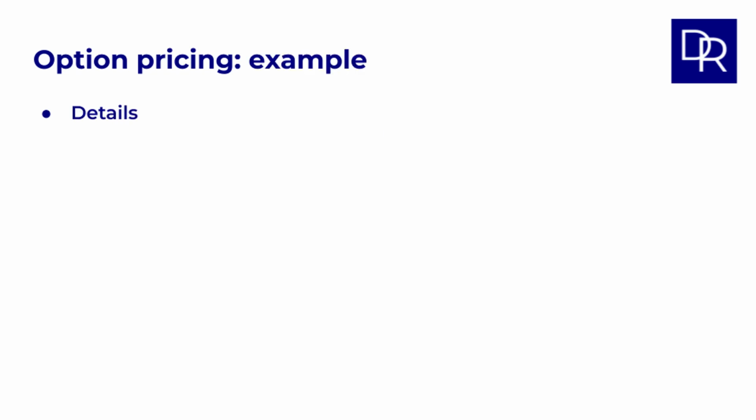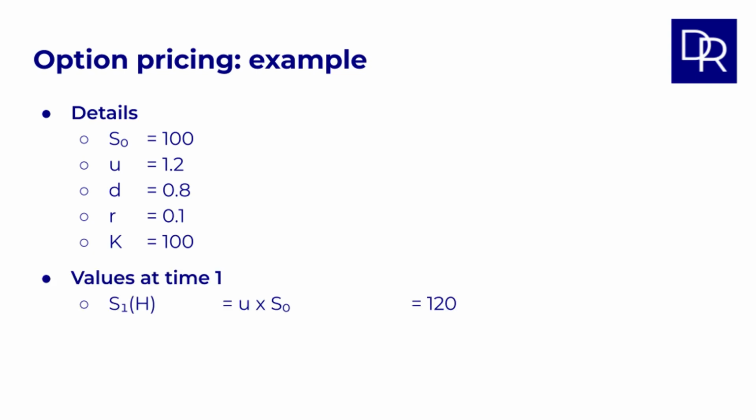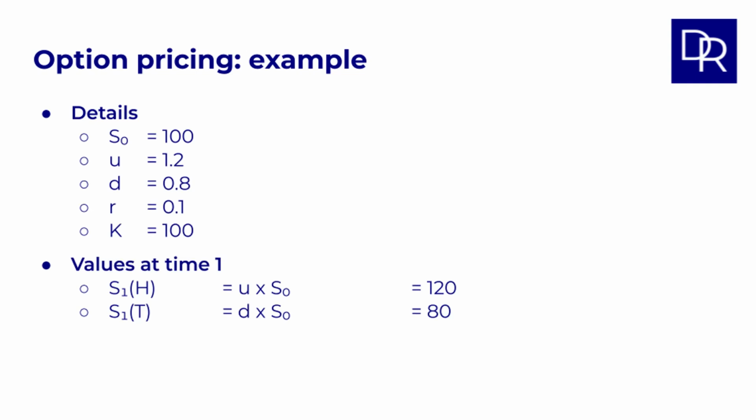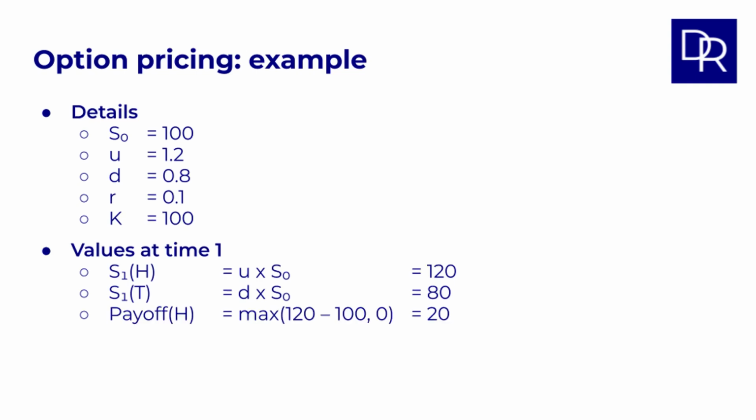Let's plug in some numbers. S0, the stock price at time 0, is 100, the up factor U is 1.2, the down factor D is 0.8. The risk-free rate is 10%, which as a decimal is 0.1, and the strike price K is 100. This gives a stock price of 1.2 times 100, so 120 in the heads scenario, and a price of 80 in the tails scenario. Option payoff for heads is the max of 120 minus 100 and 0, so 20, and in the tails scenario the option payoff is 0. The option is worthless here.